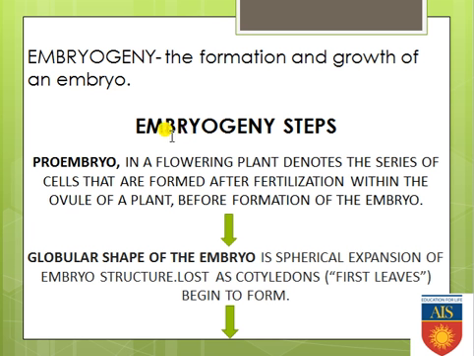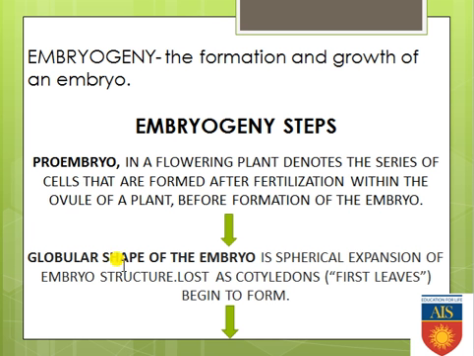Next point is the steps of embryogeny, whatever the steps of embryogeny actually are. First one is the proembryo. Proembryo is the initial form of the embryo in a flowering plant that denotes the series of cells that are formed after fertilization within the ovule of a plant before formation of the mature embryo. That means before formation of the mature embryo, the first or initial embryo, that is actually the cell mass formed after fertilization from the zygote, is commonly known as the proembryo or proembryonic stage.